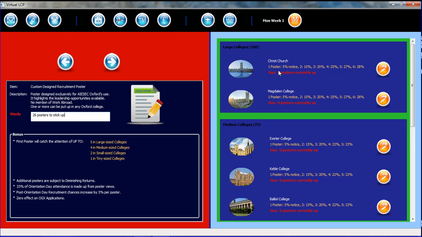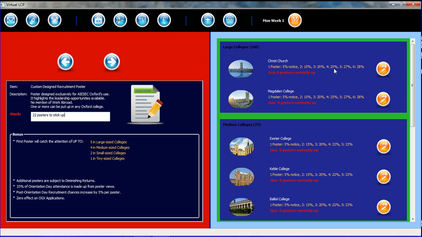And if you see, with every poster there's sort of diminishing returns. If we put up 1 poster, 5% of Christchurch students will notice it. 2 is 15%, that's good. 3 is 20%, 4 is 25%. But there's very little difference between 27% and 25%, so I'm going to stay at 4 here. I'm going to do the same for Magdalen, it's the same size. And it is, yes, Magdalen, not Magdalen. I don't know why.